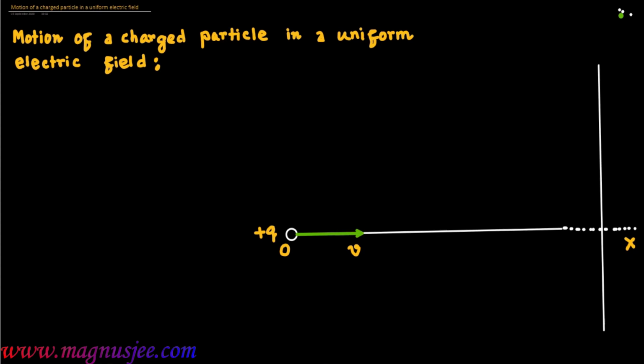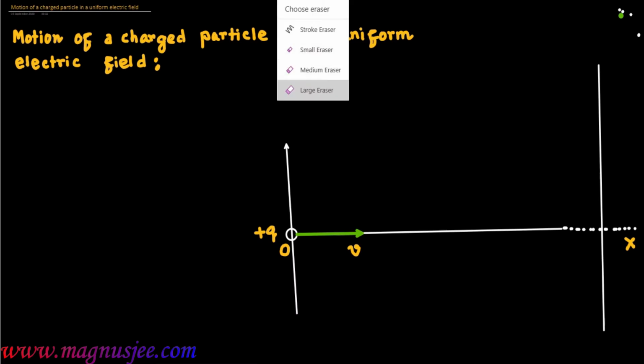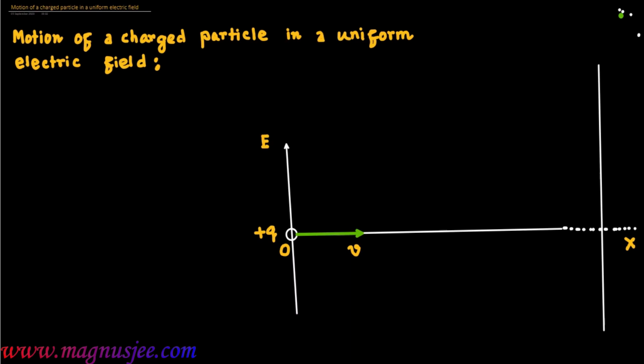and an electric field acts in this direction, a uniform electric field E acts in this direction. That means the positive charge plus q enters in a uniform electric field with a velocity v in a direction perpendicular to the electric field. This is a positive charge, and this positive charge experiences an electrostatic repulsive force Fe in the direction of electric field E.